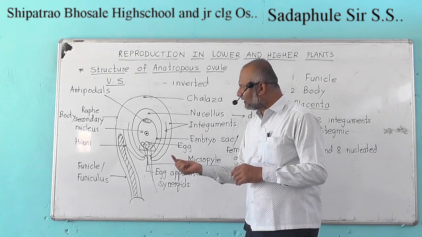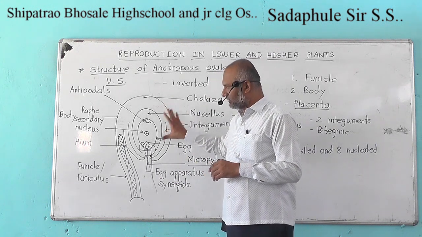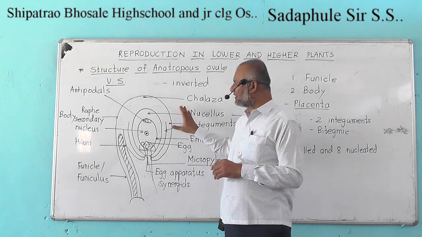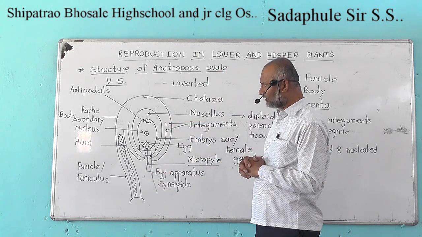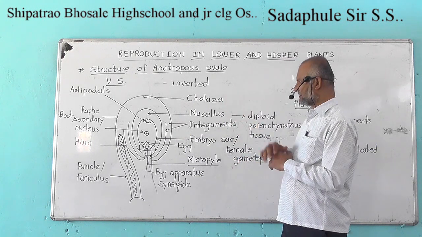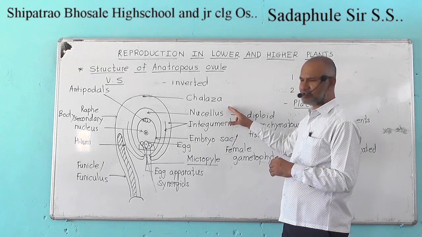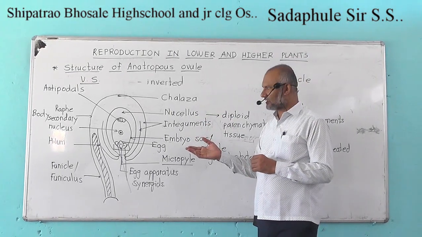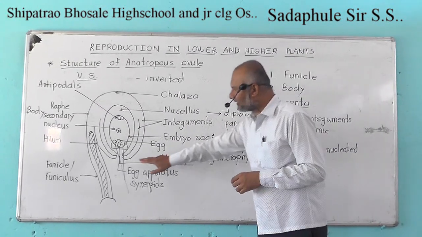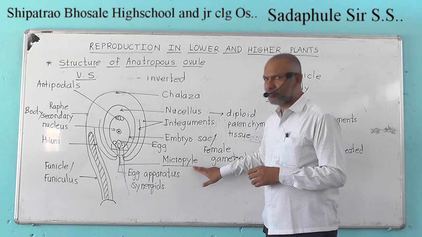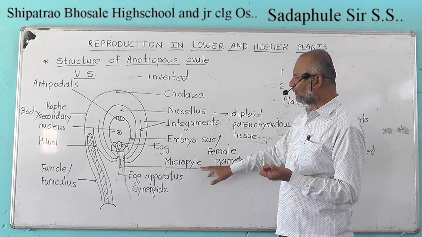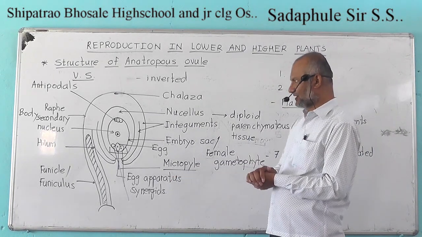Okay. It also raises the body. It gives support and provides nourishment to the ovule. Then this chalaza produces integuments. Then the function of the nucellus: at maturity it produces the female gametophyte or embryo sac. Then this micropyle provides a passage or way for the entry of the pollen tube during fertilization.